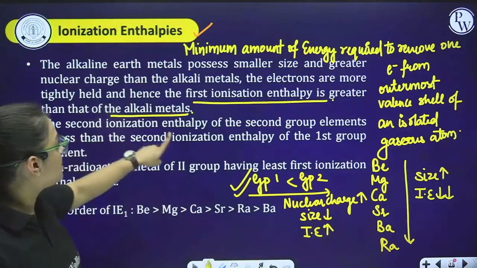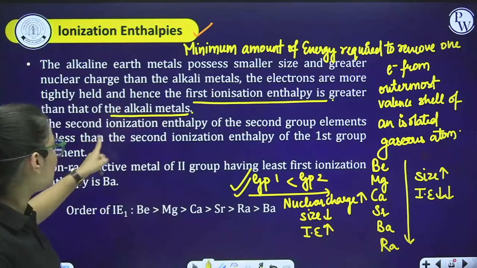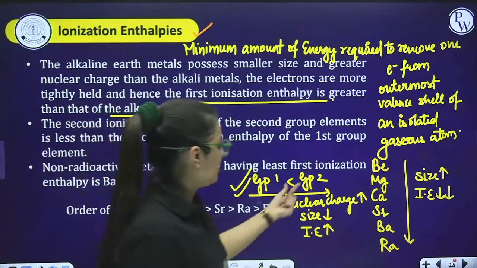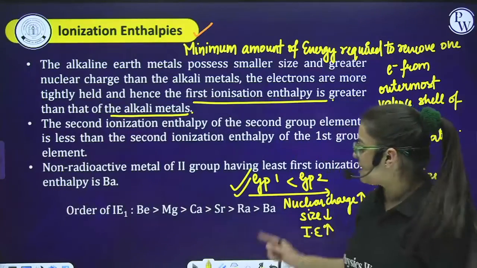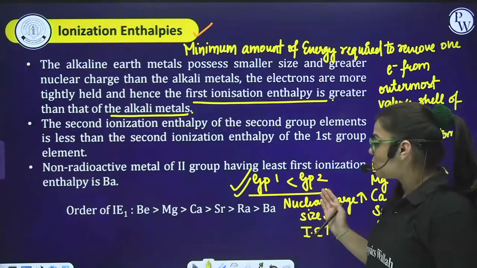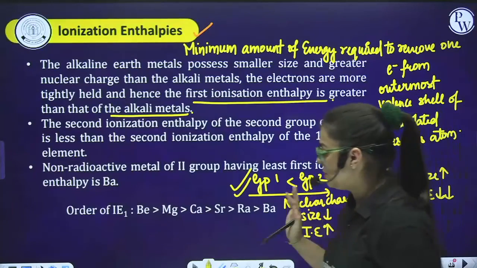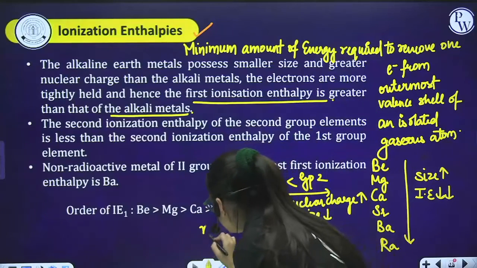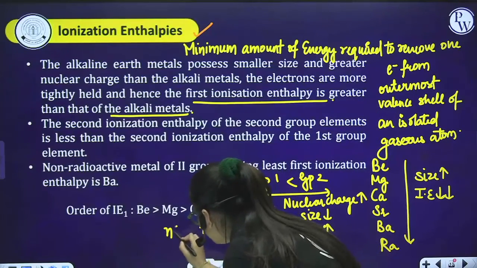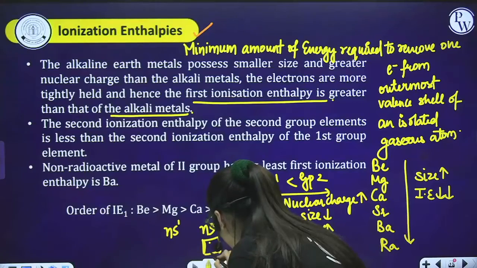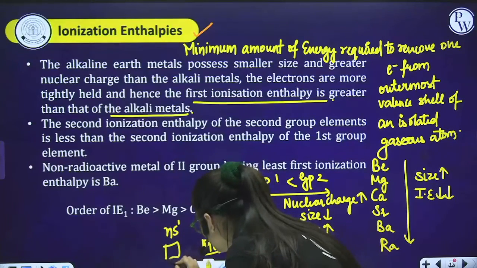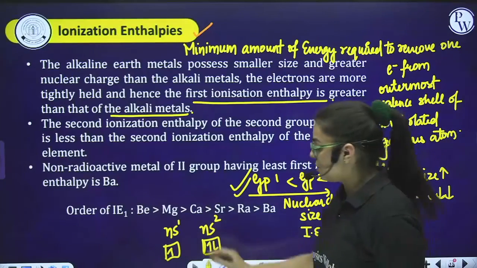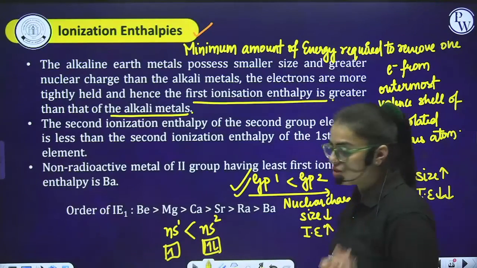Now, the second ionization enthalpy of the second group elements is less than the second ionization enthalpy of the first group. Why is it so? Because they contain ns2 and the other contains ns1, right? This was a stable configuration, right? Let me explain this part, students. Now in group number 2 we have ns2 configuration. In group number 1 we have ns1. So basically we have 2 electrons over here. Here we have 1 electron. This is a stable configuration, so you have to give a lot of energy to remove an electron from this, no?